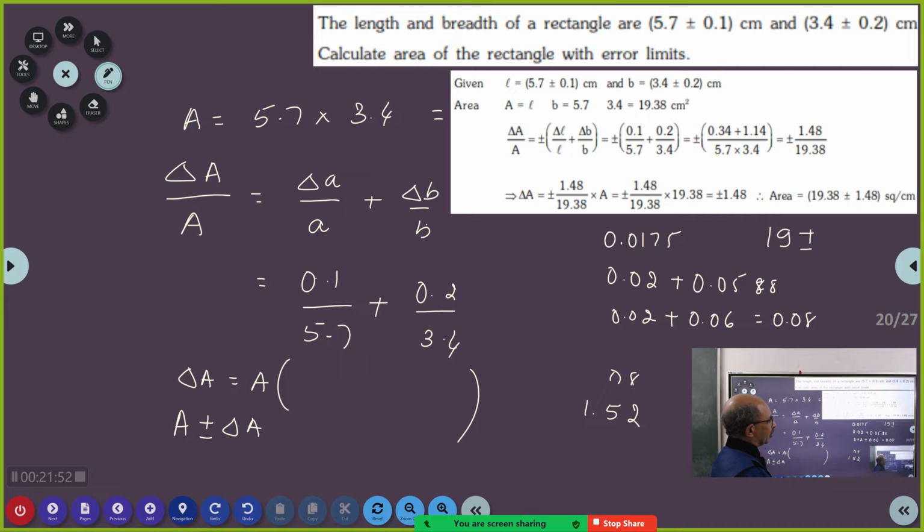We should take two significant places because 19 has two significant figures. So you will write it as two significant figures, that is, plus or minus 1.5. Correct. So, understood the mistake here? He is concentrated only on addition, but the final reporting should be done like this.